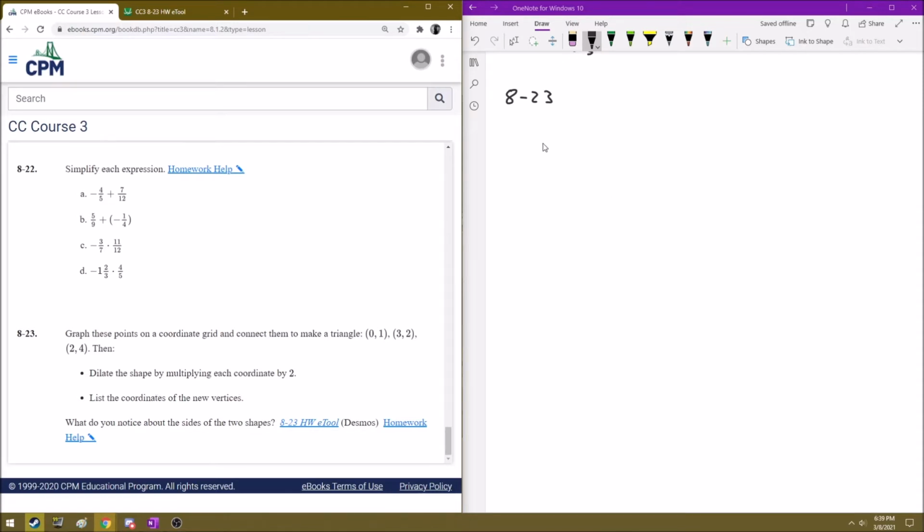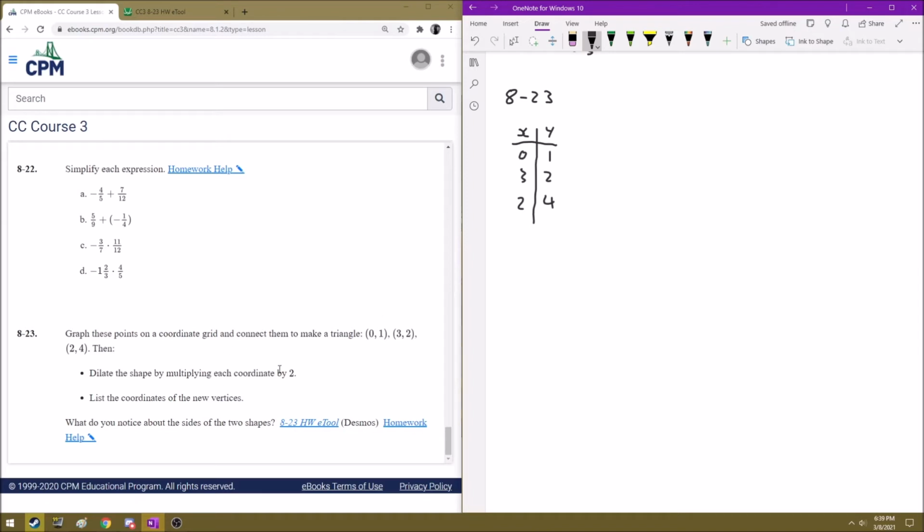So we might as well start by writing down the old coordinates in the XY table, so X and Y. The first point is 0 and 1. Next one is 3, 2. And the last one is 2, 4.